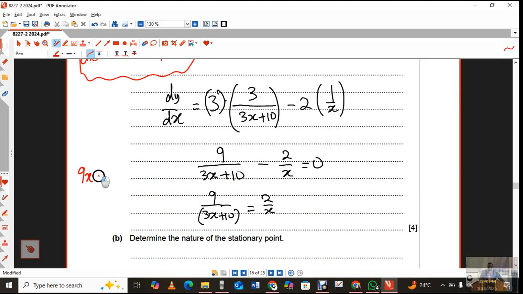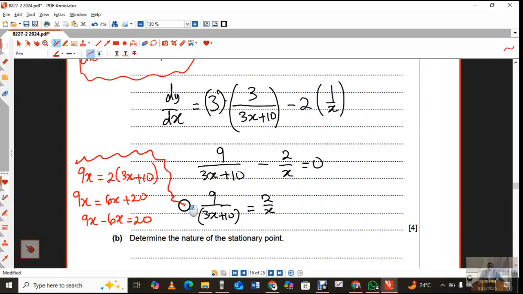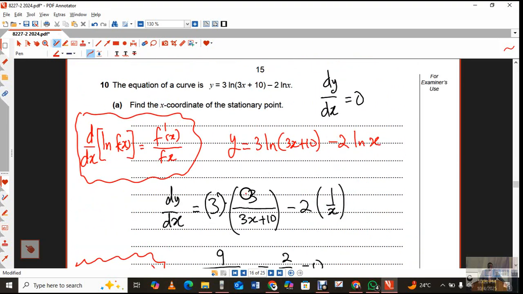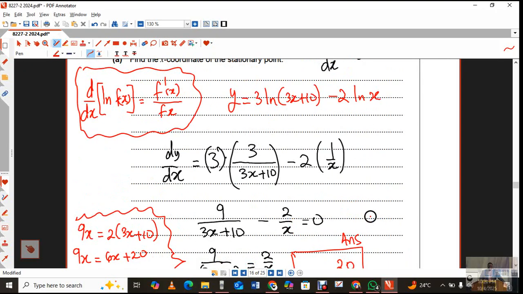So I'm going to have 9x is equal to 2 times (3x plus 10). Then this is 9x is equal to 6x plus 20. Then 9x minus 6x is equal to 20. So all of this is going to say that x, because it's 3x, is 20 over 3. And this is my answer. Okay. So they find the x coordinate of the stationary point. We did locate it.